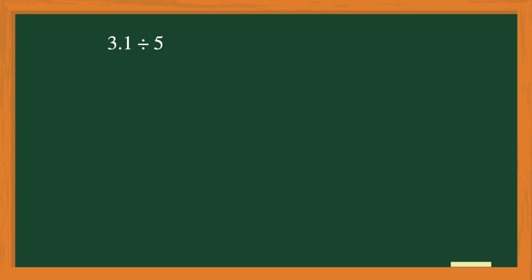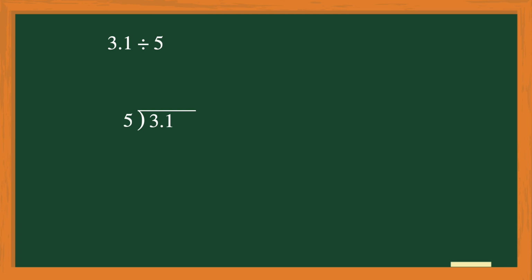The first thing I need to do here is to place these numbers into this long division box. This decimal number of 3.1 is the dividend, and it will go inside the box because it is the first number in this math sentence. The 5 is the divisor, and it will go outside of the long division box. Now I am ready to start the long division process.